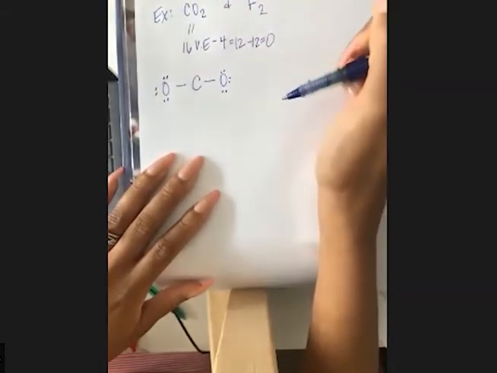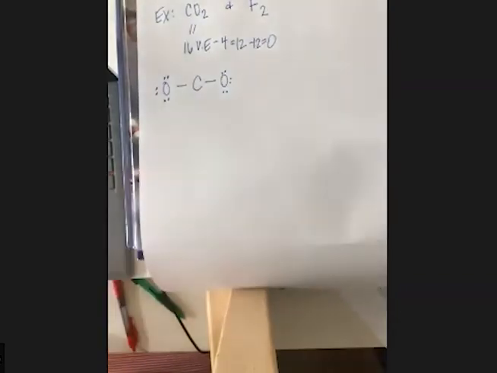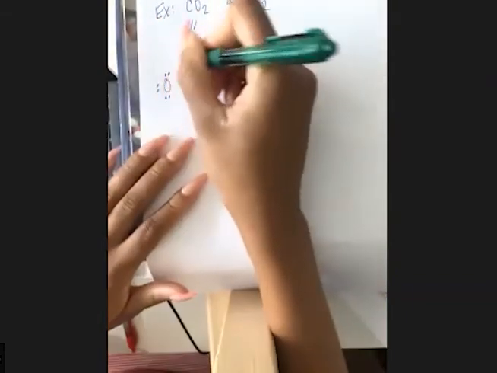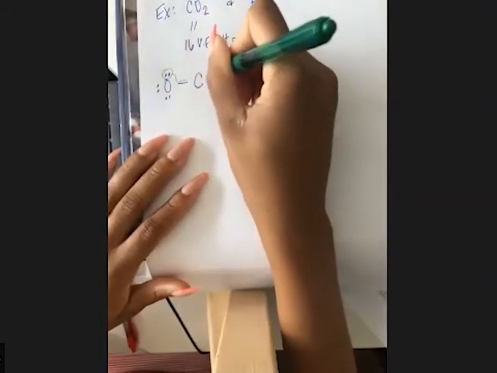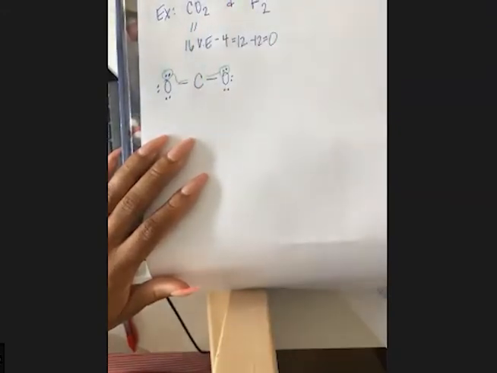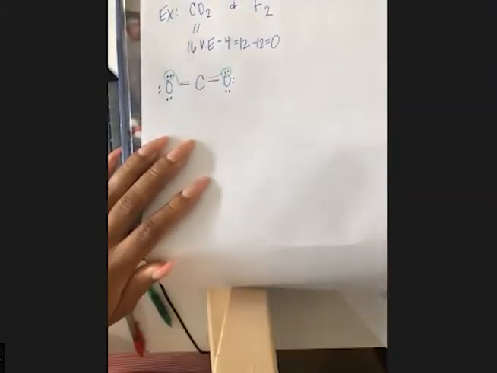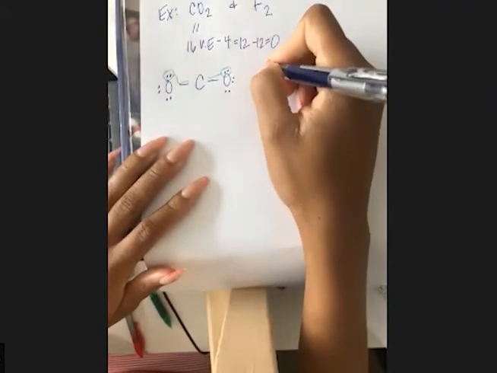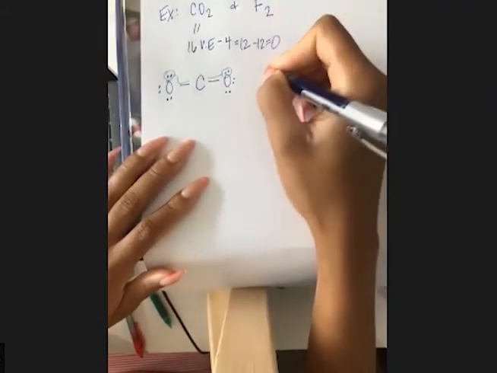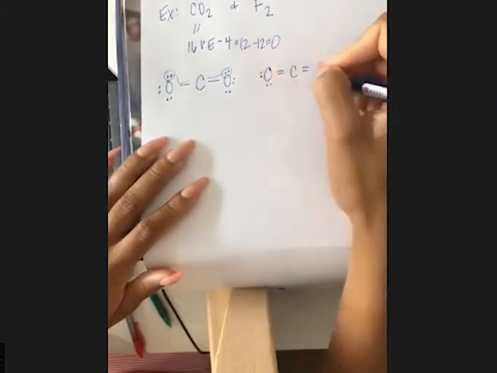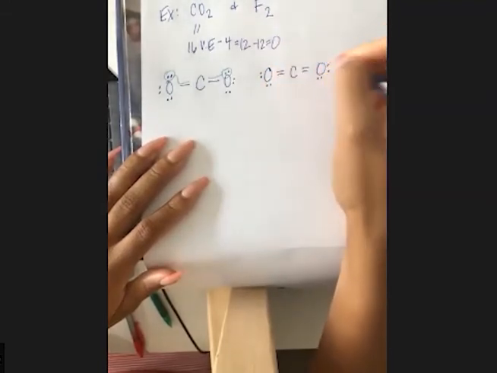Oxygens are happy, but carbon's not. What do you guys think I need to do to make the carbon happy? Double bond, move 2 electrons from both sides. Okay, so I can say this and this. All right, so I end up getting overall this, and then there's 2 lone pairs. Is this what we got?